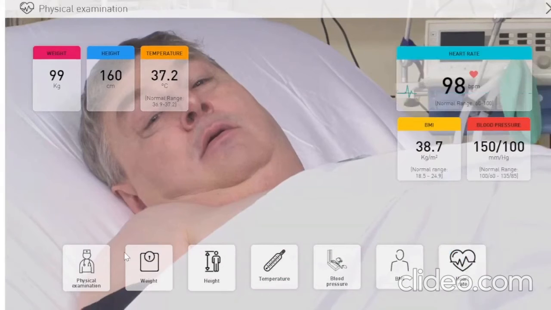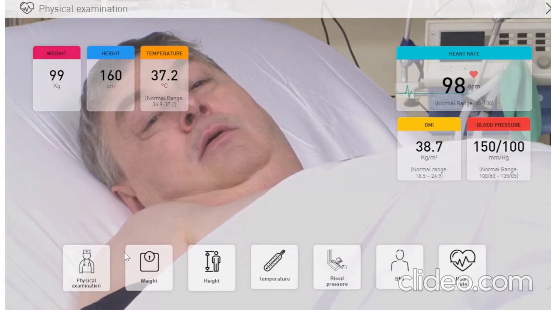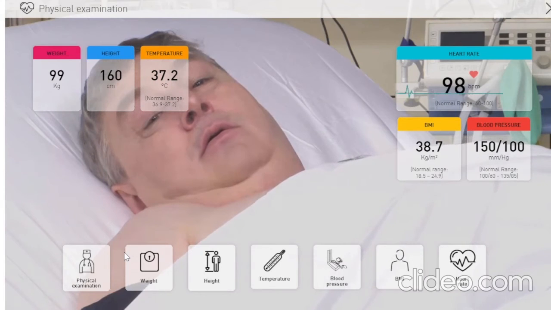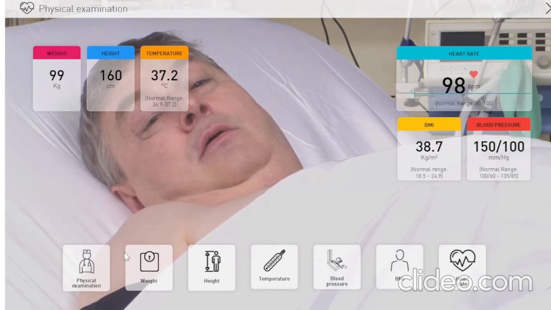So we can see his temperature. Is it normal? What about the pulse rate? It's 98. Can we say it's tachycardia? Yes, because the normal range is 60 to 90, and the average is 75.